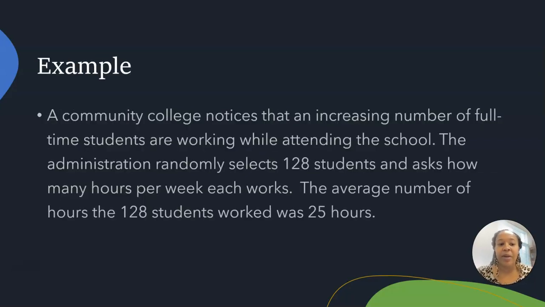So here's an example. A community college notices that an increasing number of full-time students are working while attending the school. So the administration randomly selected 128 students and asked the students how many hours per week they work. And the average number of hours the 128 students worked was 25 hours. This is just an example of something the school wanted to know: how many hours the students were working each week. So they collected data from 128 students and figured out how many hours it was.